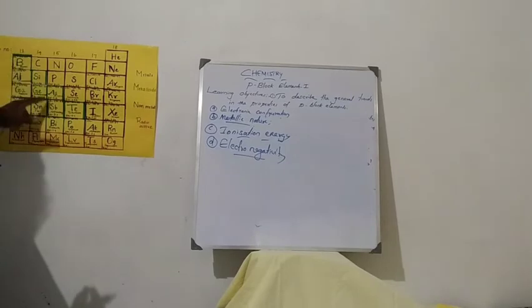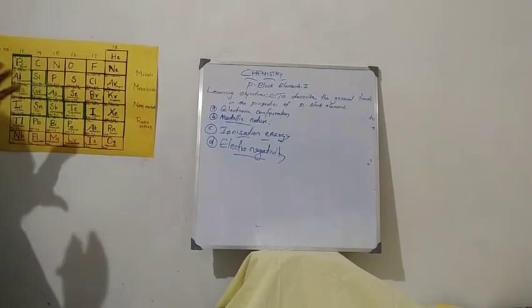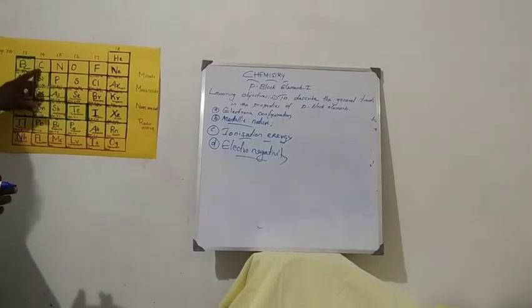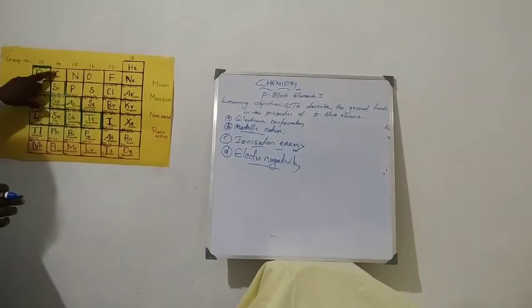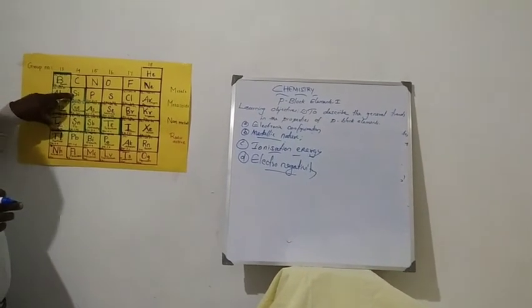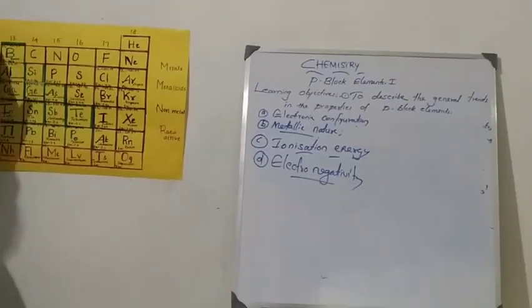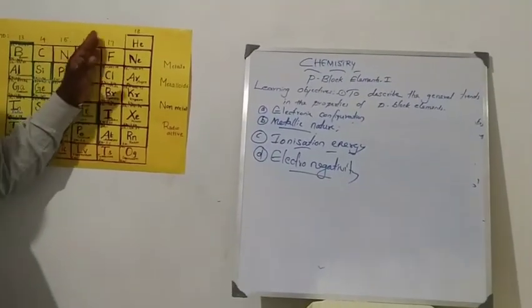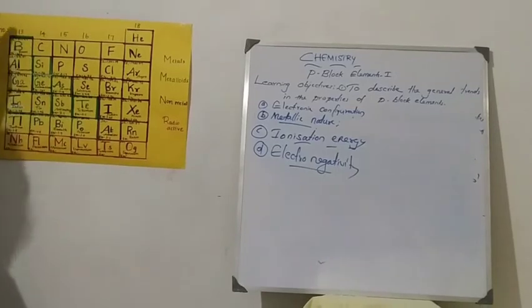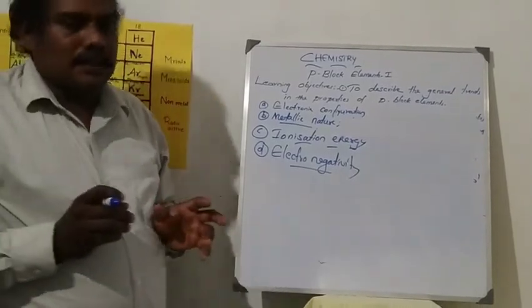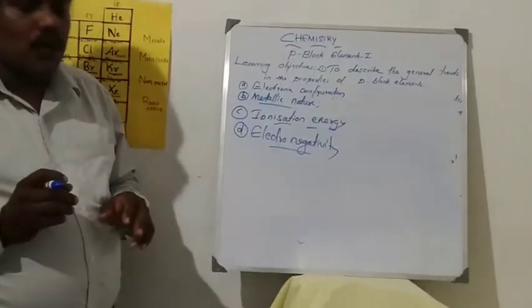The 14th group is also the same. Electronegativity decreases from carbon to silicon, and germanium almost increases. In the case of the 15th, 16th, 17th, and 18th groups, it almost decreases. This is about electronegativity.